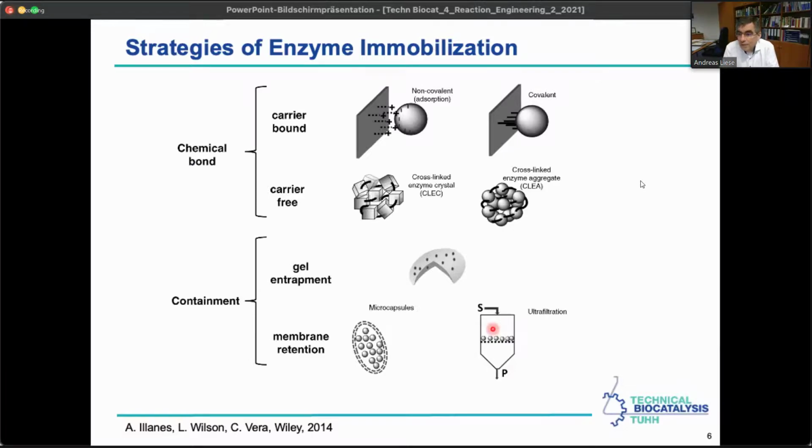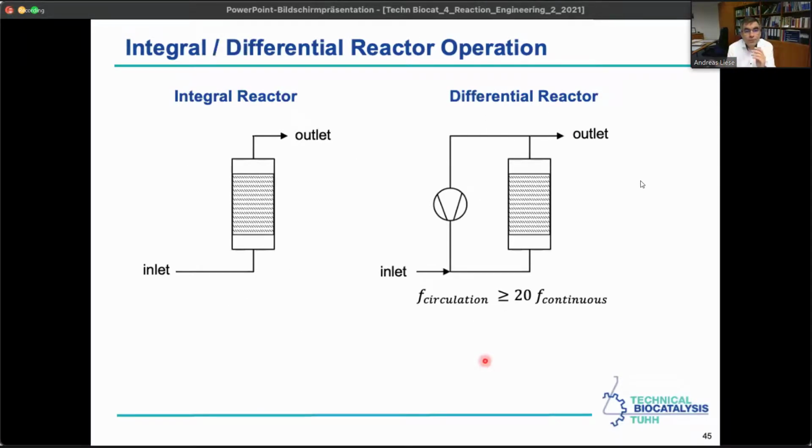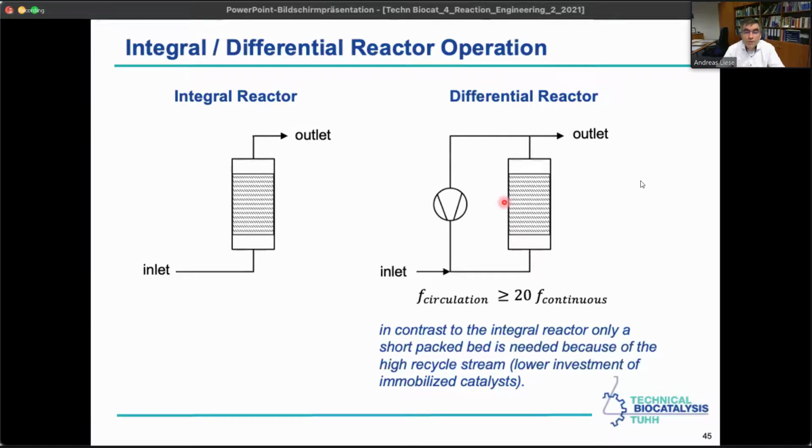Yeah, so we're finalizing the section where in the end we do have different types of enzyme immobilization discussed. And today we're still finalizing filtration, membrane filtration. We have different integral and differential reactor operation. So if we're more in a plug flow mode or more in a CSTR mode, we have this rule of thumb: if we have a recirculation loop which is 20 times faster than the direct flow, then we come close to a CSTR operation with a packed bed reactor.